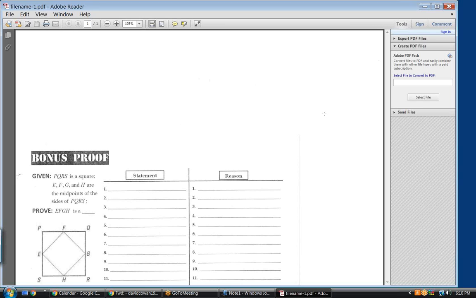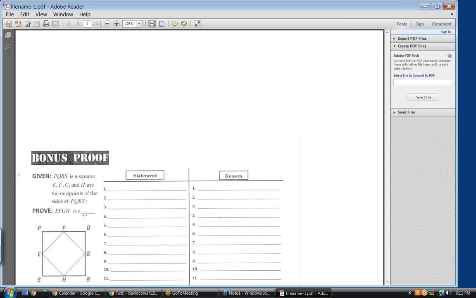Okay. So do we want to start this session on a proof? Sure. Yeah, we can do that. So given... Prove that EFGH is a... What do you think it is? Rhombus. Or like a... Yeah, rhombus. What's it look like? Looks like a square. That it is a square.